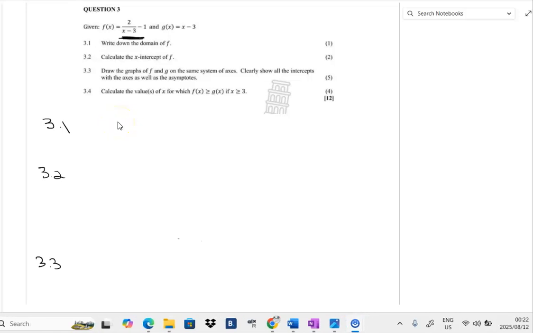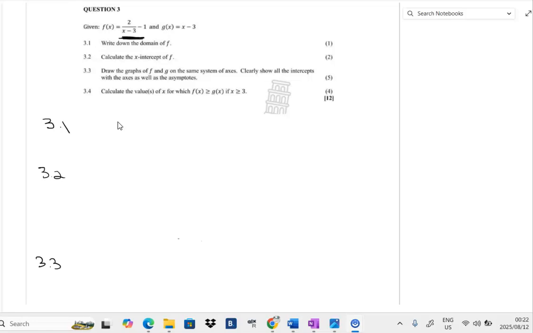Hi, this is a matric trial preparation. I took this paper from the Western Cape trial for 2024. So let's get right into it.